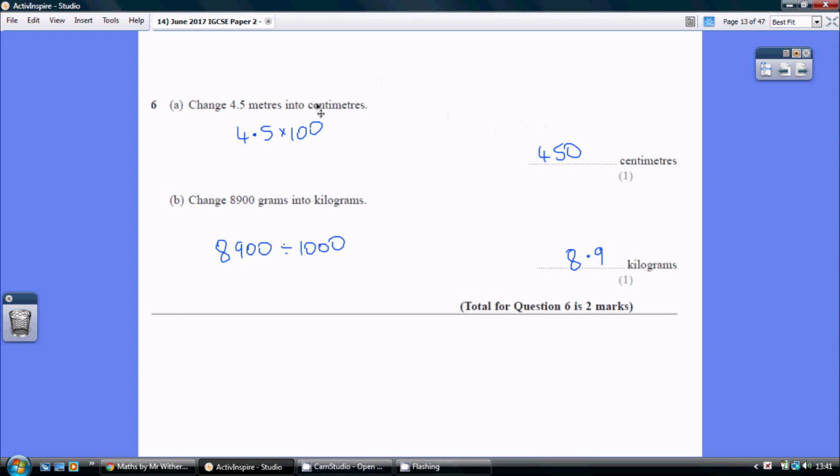Now, cent, a century, is 100. All the others really are 1,000. So whether it's a milli or kilo, always go for 1,000. So we're going to be using 1,000. But now we're moving from something very small into something much bigger, so we're going to have fewer of them. So we have to divide. So this is 8,900 divided by 1,000, which is 8.9 kilograms.